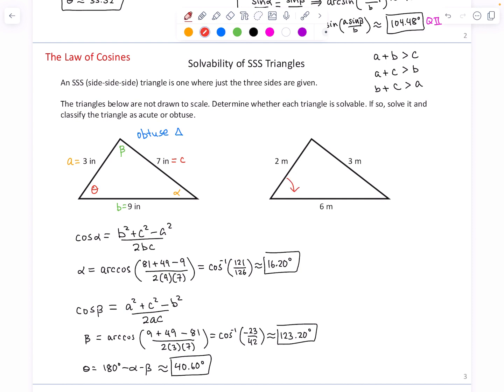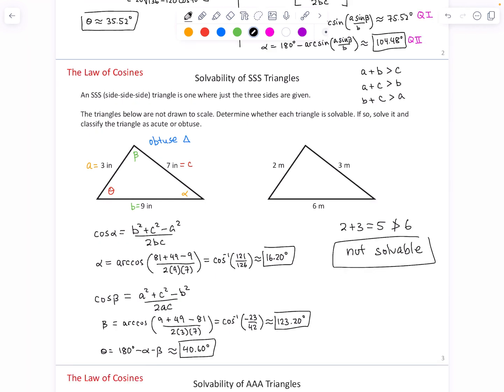And if you rotated them down so that they laid flat, you can see they don't even touch because 2 and 3 only cover 5 of the 6 meters. So there's no way that they could meet. So 2 plus 3 equals 5, and that's not more than 6. So this second triangle is not possible. Okay, let's go to the next slide.